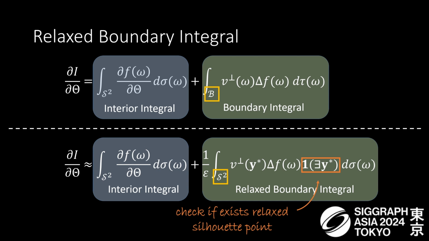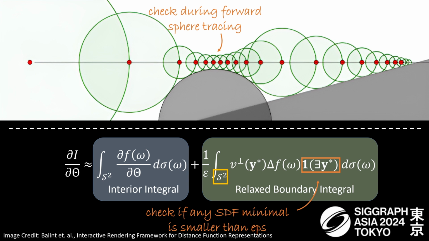And all that we need to do is to check whether there exists a relaxed silhouette point along the ray, which we can do by checking if there is an SDF local minimum that is smaller than the threshold epsilon. And this is in fact very easy to do because it is almost a free byproduct during the forward sphere tracing process.